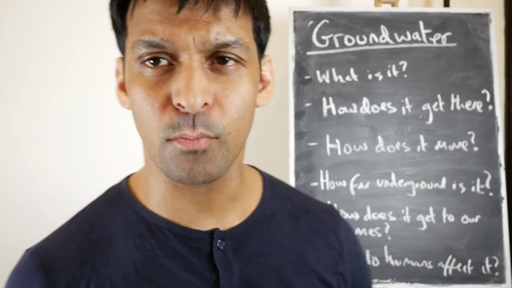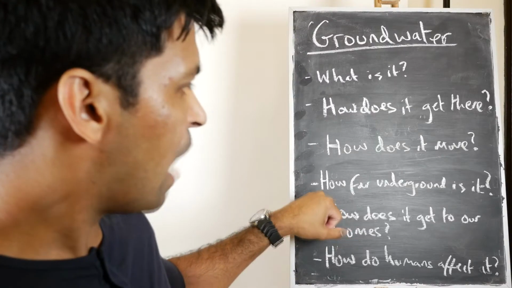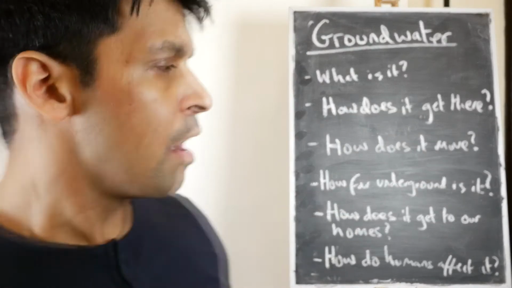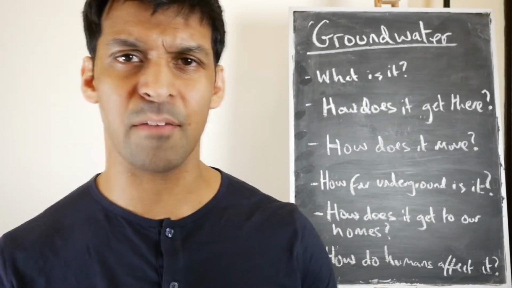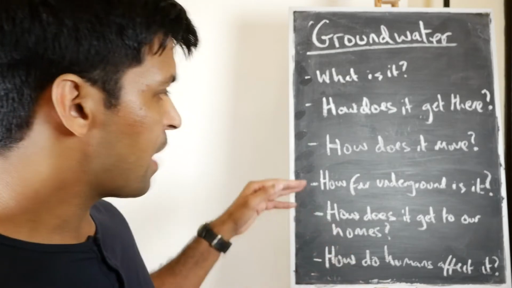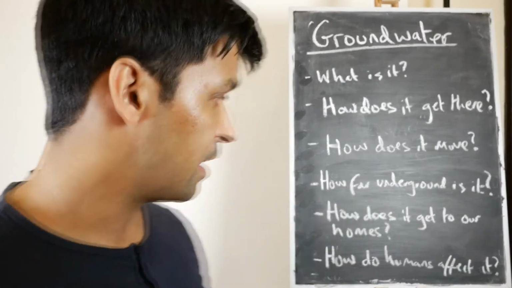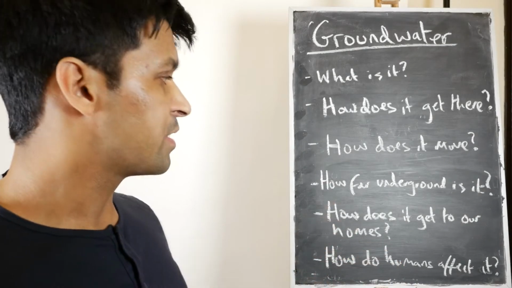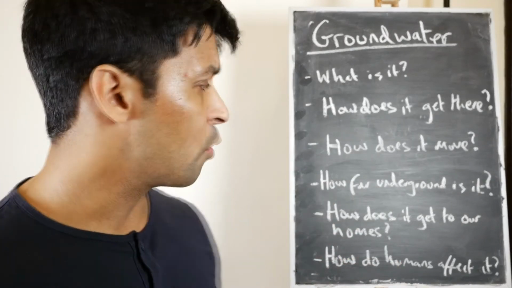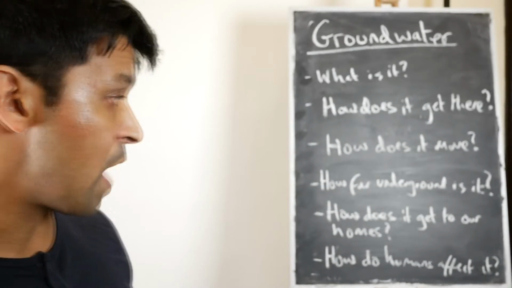Okay, so how does it move? I've already answered it here. Groundwater moves downhill. Okay, how far underground is it? Well, it depends where you are. It can be at the surface, so that would be wetlands, things like swamps, marshes, bogs. They have the water very, very close to the surface, sometimes slightly above it, but around that kind of level. Sometimes it could be a few meters down, but if you're in a desert area, it could be tens to hundreds of meters below the surface of the ground.